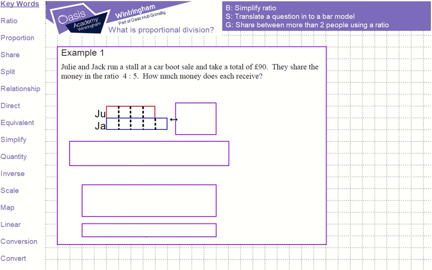And the last thing I need to do for my bar model is write down the total. The total amount of money that Julie and Jack will have is £90, and that's in the question. Now that I've set up my bar model, this question is going to become slightly easier to work out.